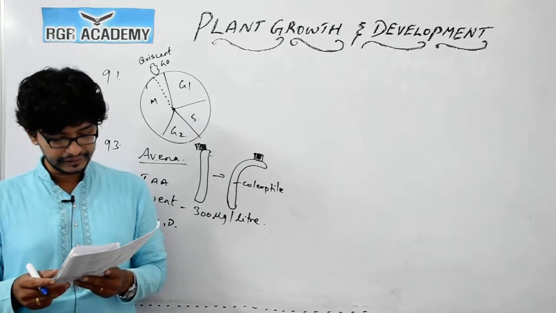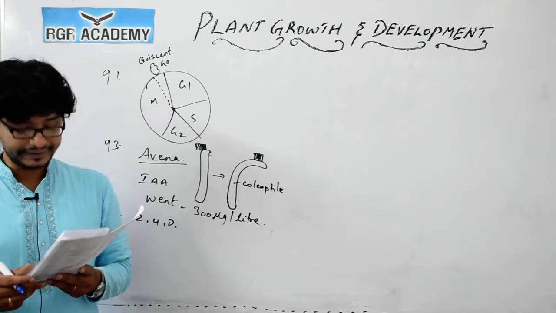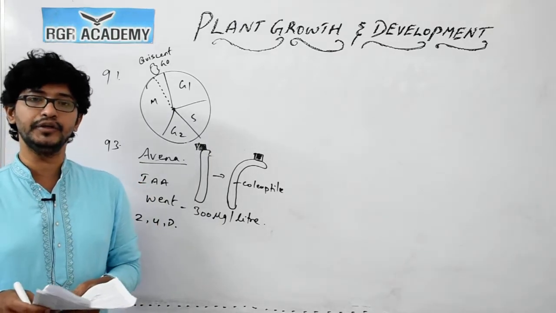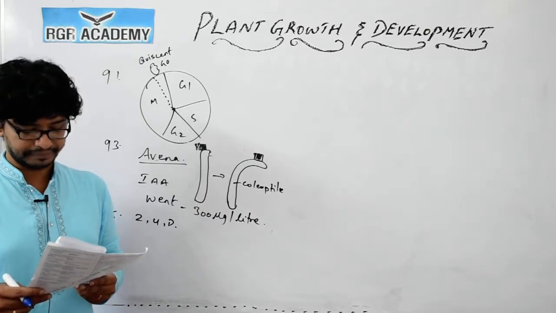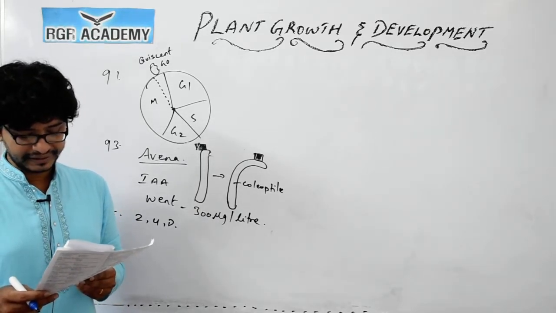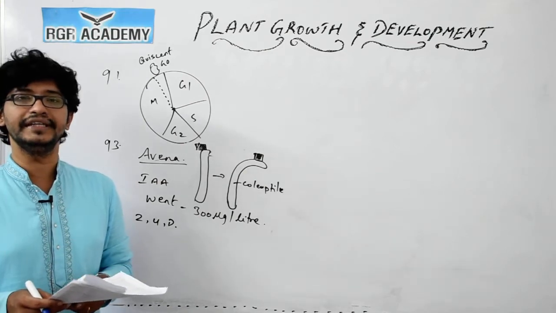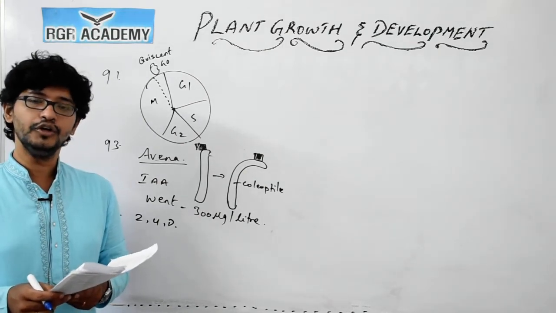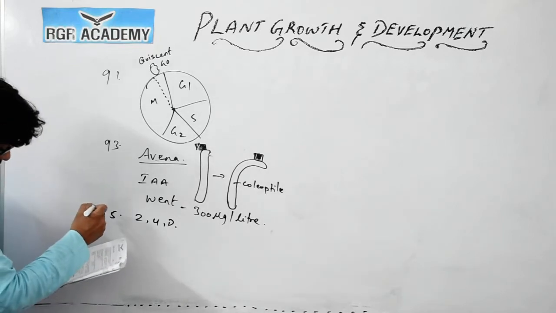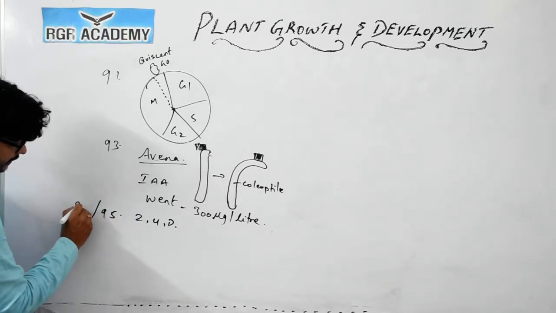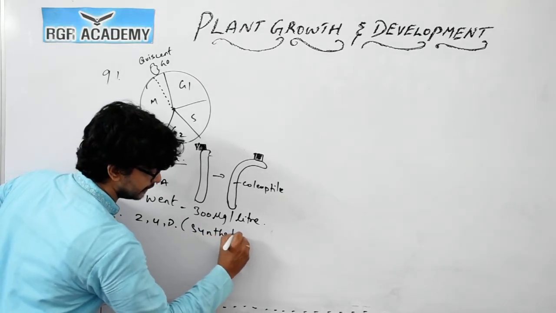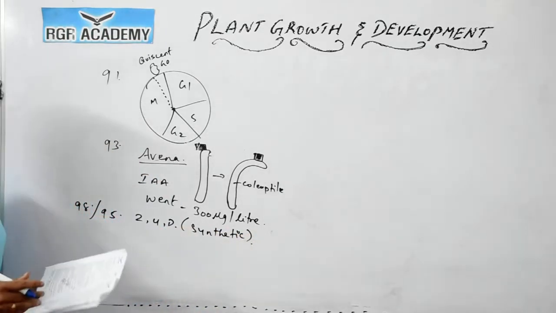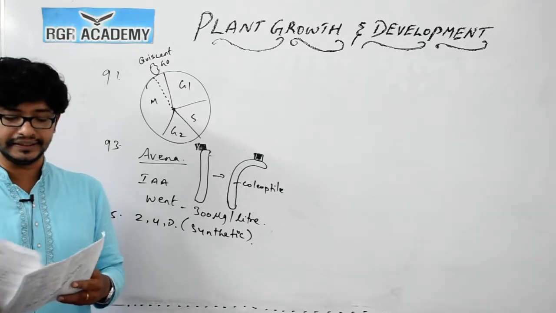Question number 98, the potent weed killer. Weeds are a great nuisance for farmers and the people involved in agriculture. The potent weed killer we often use is 2,4-D. It's a synthetic derivative, and 2,4-D is commonly used. This is the same answer as for 95 and 98: 2,4-D, a synthetic hormone. So 2,4-D is the correct answer for this question, that is 98.